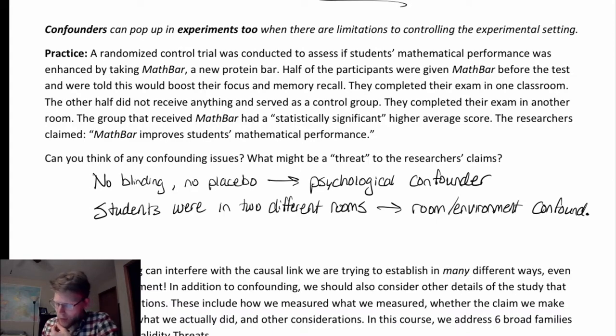Beyond that, I don't know if I see any clear differences. We're going to talk about internal validity threats coming up, and we're going to talk more about some specific things to check for. But these are the two things that strike me as most obvious, most systematically different, that could confound this causal link between MathBar and getting higher mathematical scores.